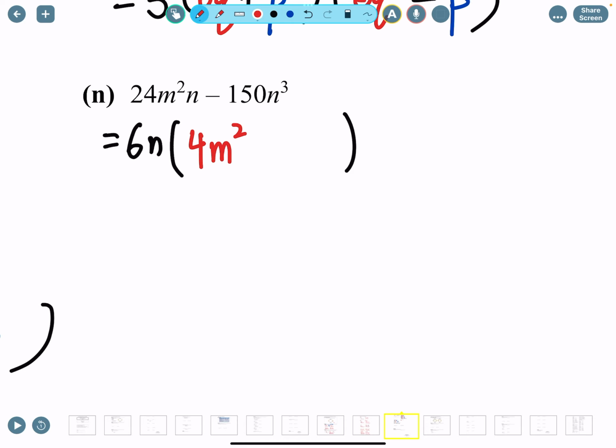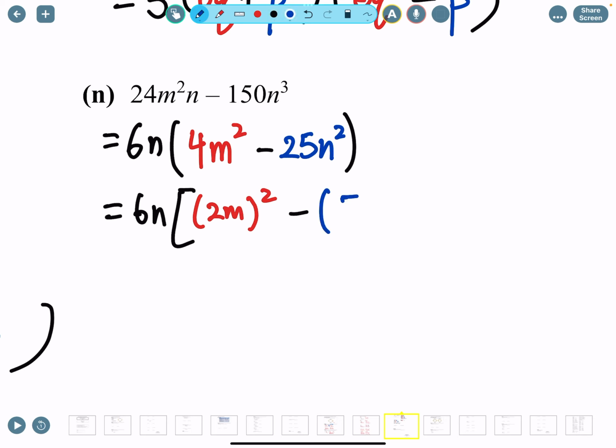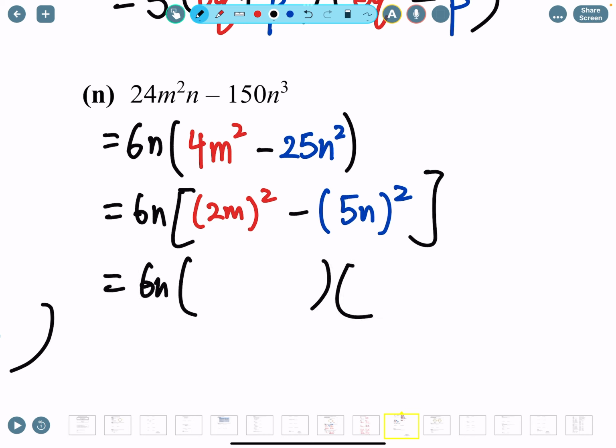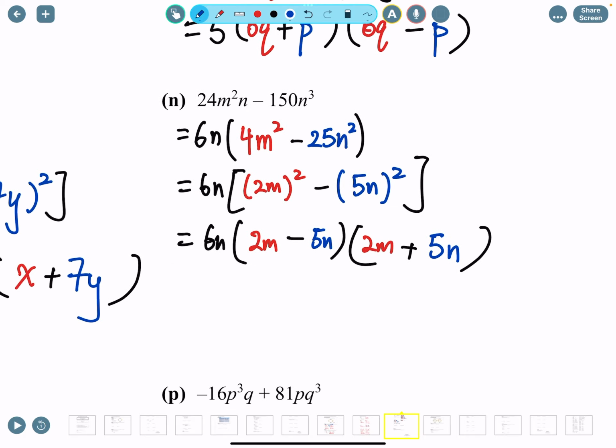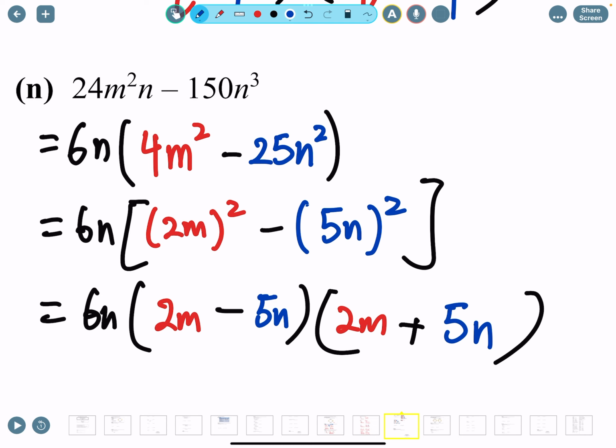4m squared. I also factorize n because both of them have an n. And then minus 150 divided by 6 is 25, which is also a square number. So that's what we want, a square number. So we have 6n, big bracket now, 2m with a square minus 5n with a square. 6n outside, 2 brackets: 2m, 2m, one minus, one plus, 5n, 5n.